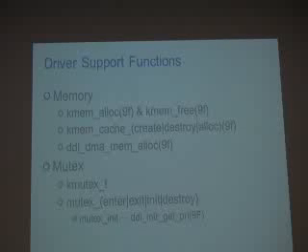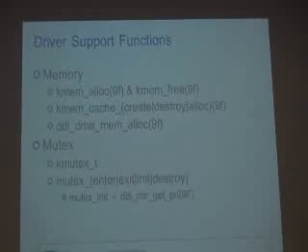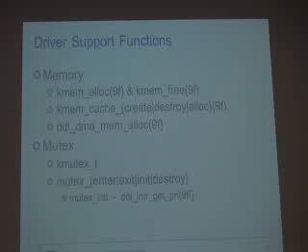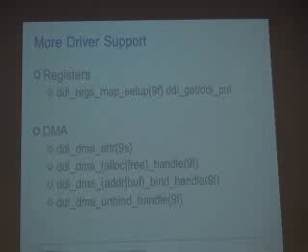For memory, you would use kmem_alloc and kmem_free. You can also create caches, and destroy them. And if your driver is going to use interrupts, the last argument to mutex_init needs to be the interrupt priority, which you would get from ddi_intr_get_pri. What's next? Register support: ddi_regs_map_setup and get and put. You would use those for registers and memory-mapped I/O. They're all pretty well documented.